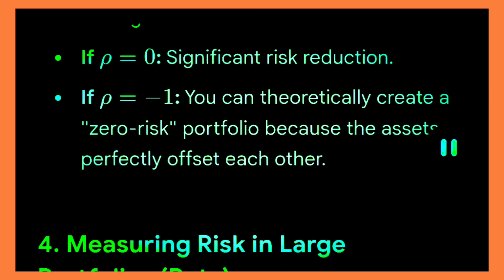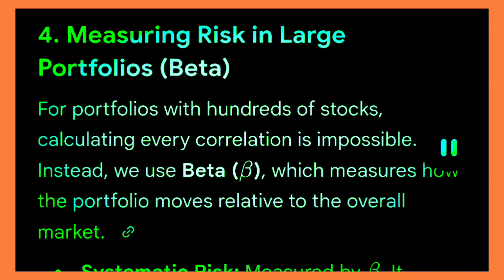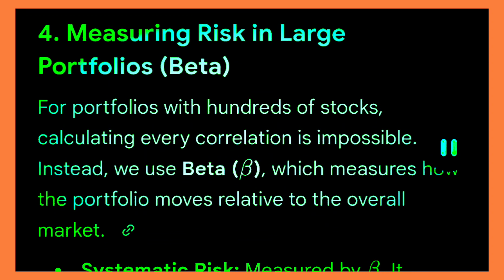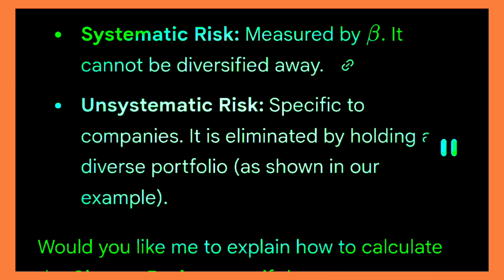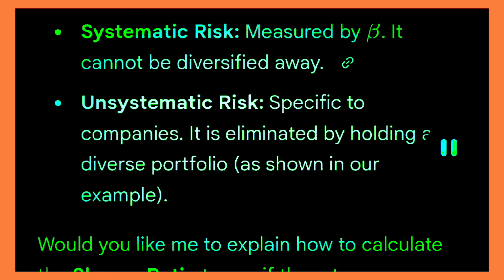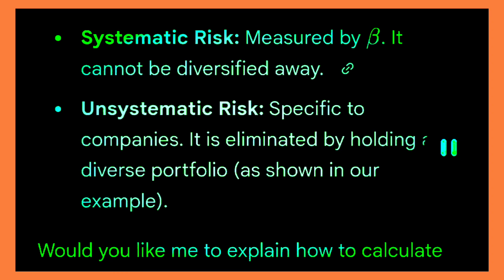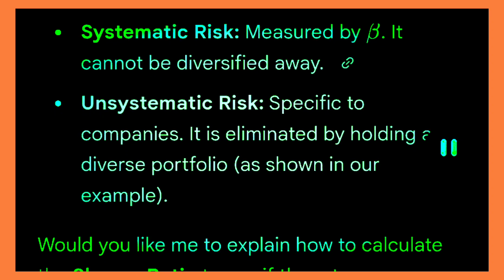4. Measuring risk in large portfolios, beta. For portfolios with hundreds of stocks, calculating every correlation is impossible. Instead, we use beta, which measures how the portfolio moves relative to the overall market. Systematic risk, measured by beta. It cannot be diversified away. And unsystematic risk, specific to companies. It is eliminated by holding a diverse portfolio, as shown in our example.